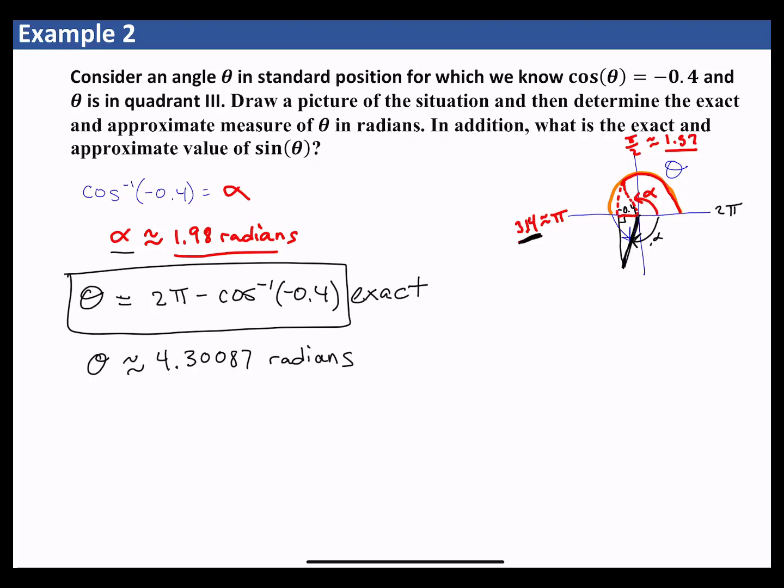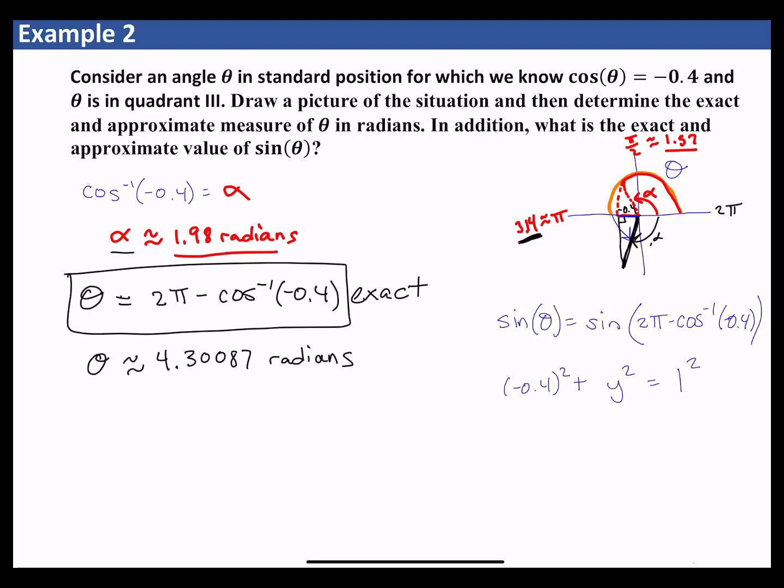Well, if we know what theta is, then there's a couple of ways we could do this. We could say that the sine of theta is going to be the sine of, and then we would just substitute in what we found, 2 pi minus the inverse cosine of -0.4. Or we could also recognize we have a right triangle, and we know one of the legs is 0.4. We're looking for the y value to find the sine of theta, and we could assume here, since the leg is smaller than 1, that we're in the unit circle. We're just not on one of the special points, so the radius is 1.